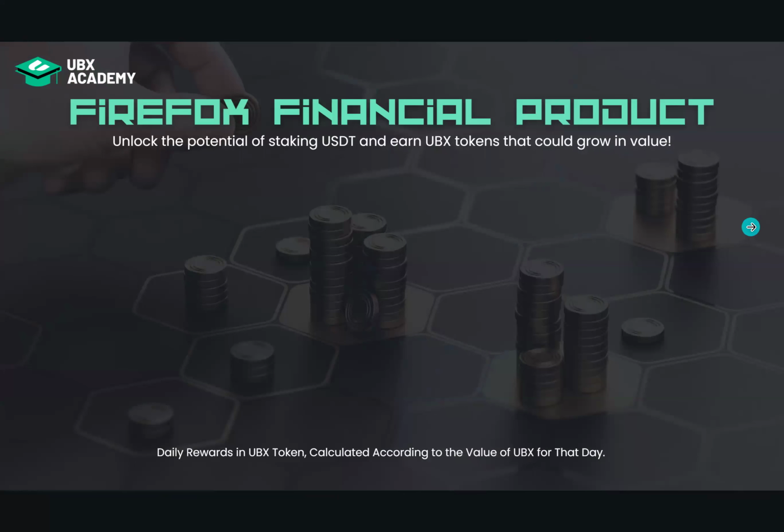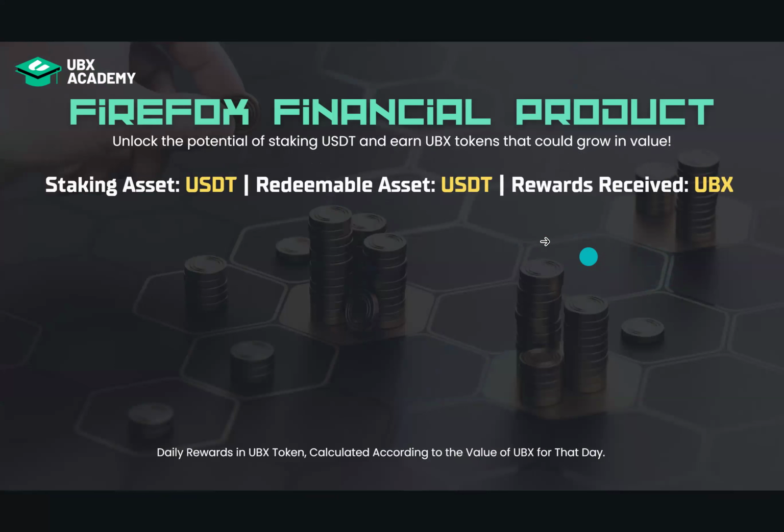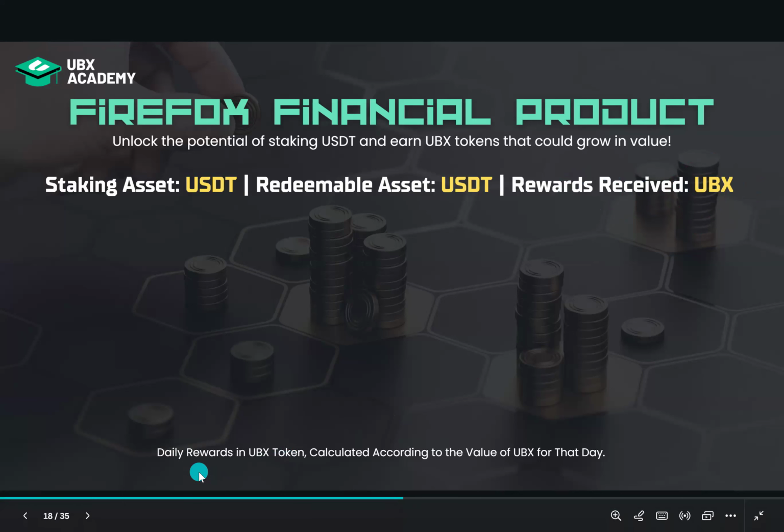Now we come to the wealth management product. Firefox financial product. When you stake USDT, the redeemable asset is USDT, meaning once the contract finishes, you get back your USDT. If you stake 1,000, you get back 1,000 at the end of the contract. During the contract period, you get daily interest in UBX as your token interest, based on the daily rewards in UBX token, calculated according to the value of UBX for that day. It's the same every day.